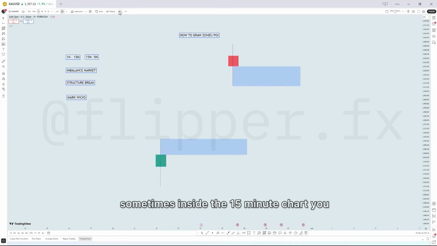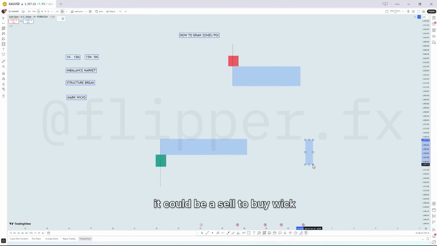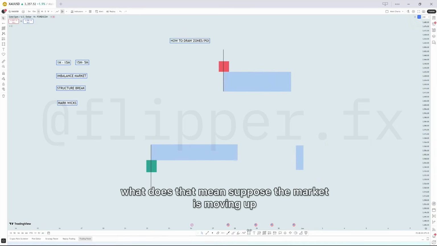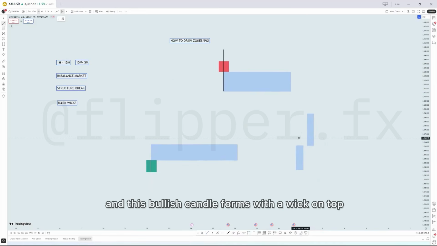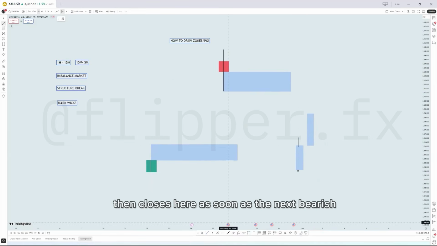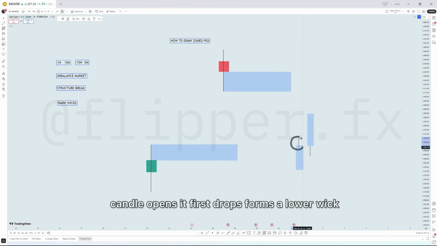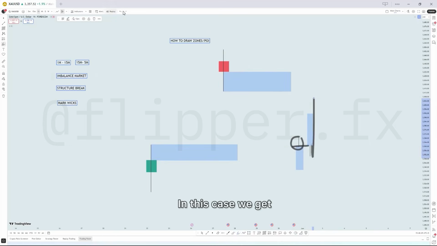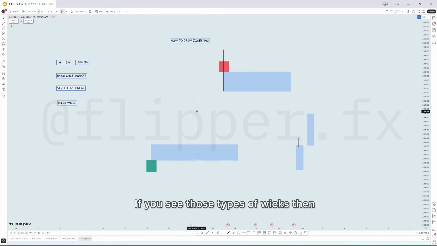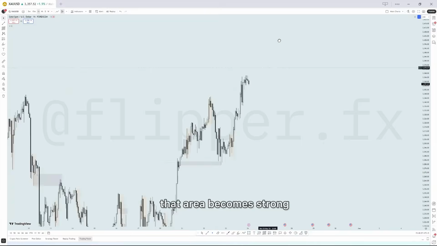Sometimes inside the 15-minute chart, you will see wicks just like on the 1 hour. Now, it could be a sell to buy wick. What does that mean? Suppose the market is moving up and this bullish candle forms with a wick on top, then closes here. As soon as the next bearish candle opens, it first drops, forms a lower wick, and then the market pushes up. In this case, we get what we call sell to buy wicks. If you see those types of wicks, then that area becomes strong.